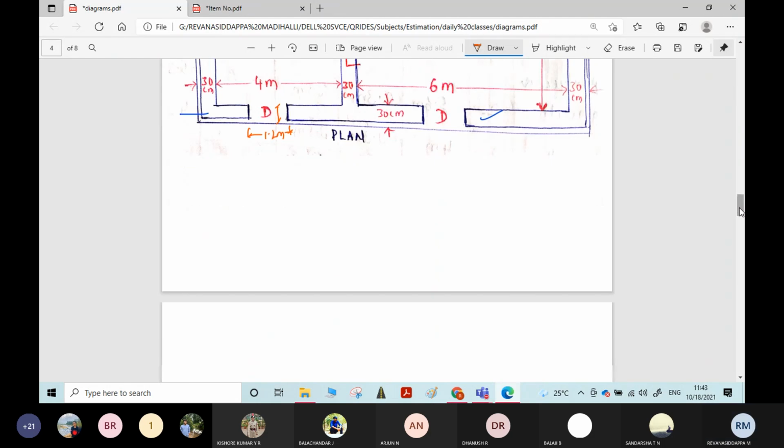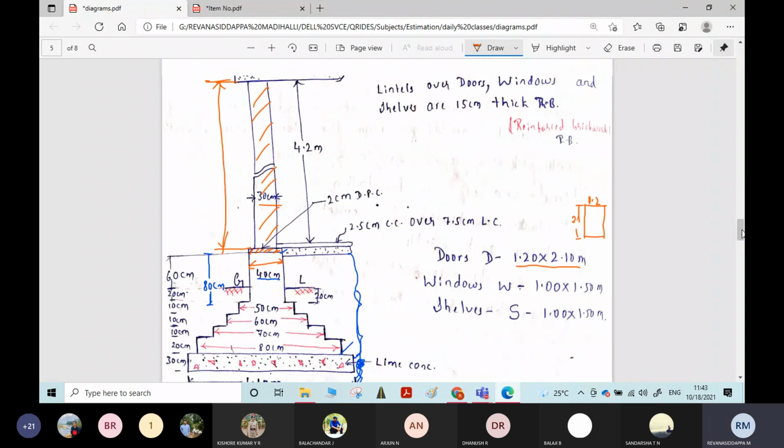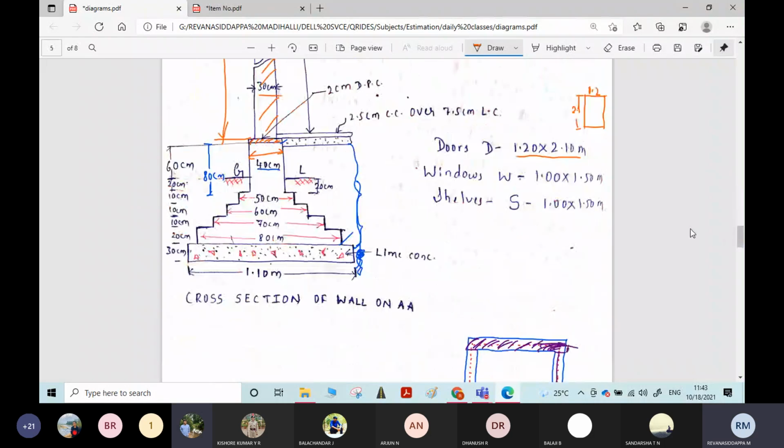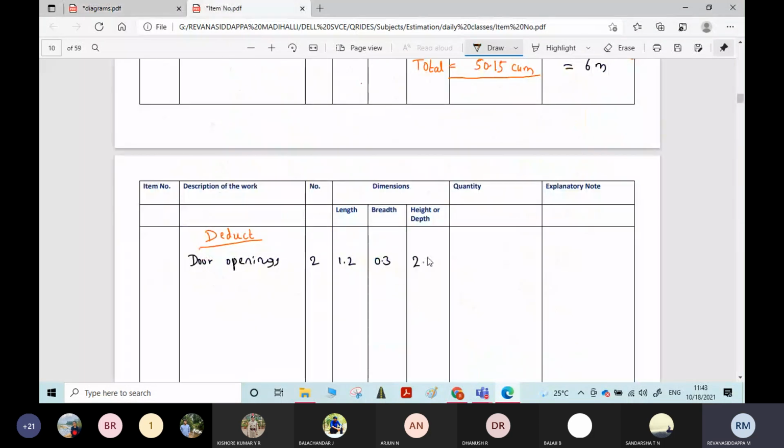What is the height? 2.1 meter. There are two doors, each having length 1.2 meter, width 0.3 meter and height 2.1 meter. Now, the total quantity of the door openings is 1.51. Now the calculation of the door opening is over.